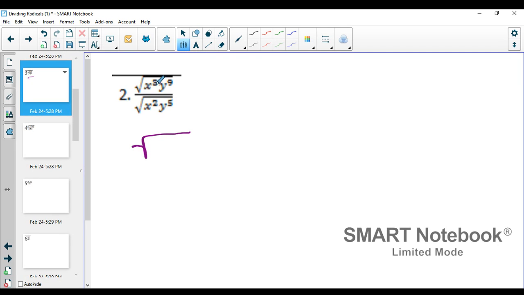So remember, if you have the same base, you subtract the exponents when dividing. So 3 minus 2 is 1. So we have x to the first power. And then 9 minus 5 is 4. So we have y to the fourth power. And now remember, since this is a square root, the index is 2. So 1 divided by 2 does not divide into a whole number, so the x is going to stay. And then 4 divided by 2 is 2, so we have y squared square root of x. And that is the answer to our division problem.